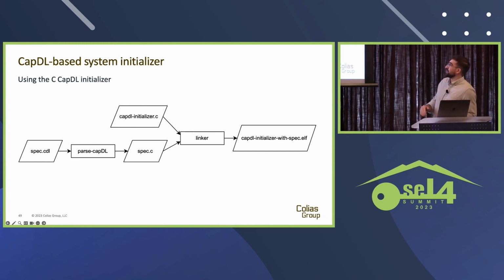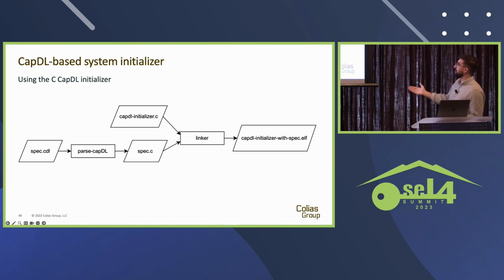So the way that the C CapDL initializer is built is we have the initializer program source, main.c. We have the CapDL spec, which we translate into C using the parse-capDL tool. And then we compile and link those things together.